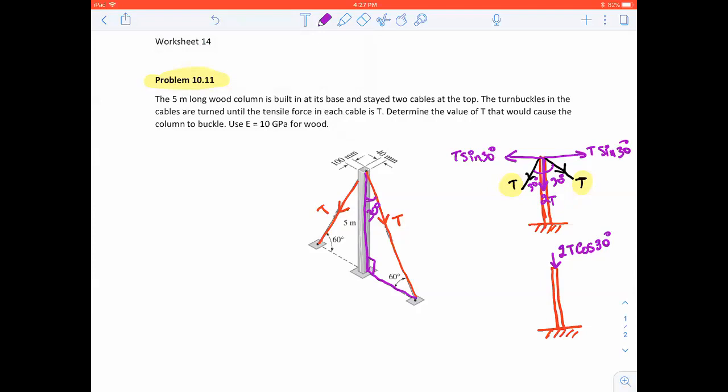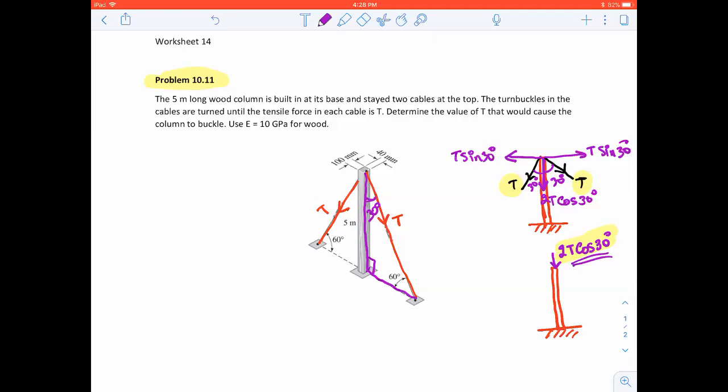Why 2? You have two compressive forces from both cables. So basically I'm interested in the compressive load, because it is this compressive load that is going to cause buckling of your column. So what is a column? A column is a long slender member under compressive load, and this is my compressive load here.